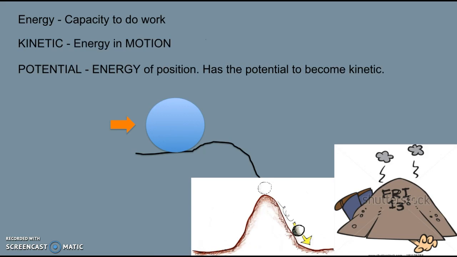This is that same cartoon that allows us to talk about the difference between kinetic and potential energy. Energy's definition does not change, but we have two types of what's called mechanical energy, or energy of movement. Those are kinetic energy, where the energy is a result of something moving, and potential energy, which is the energy of position. In other words, it's in a spot, but it has the potential to become kinetic.